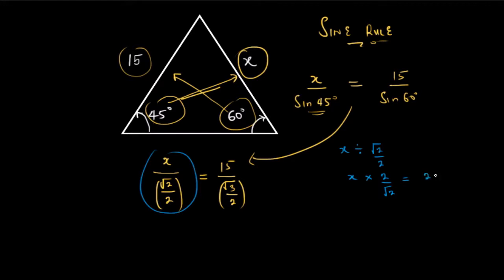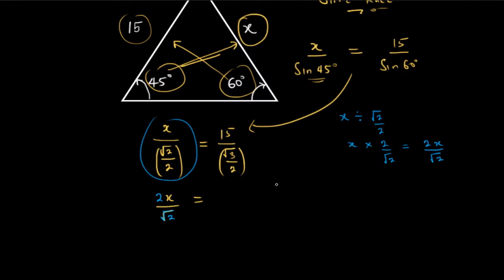That's 2x divided by the root of 2. So this is what you have exactly anyway. So we're going to write 2x divided by square root of 2. Similarly for the right hand side, what you have is 15. So I'm going to be dealing with this right now. So you have 15 divided by the square root of 3 all over 2. So this is just going to give you 15 times 2 divided by the square root of 3. So 15 times 2 is 30 divided by square root of 3.